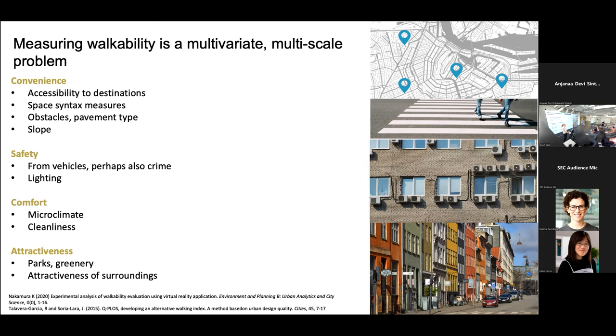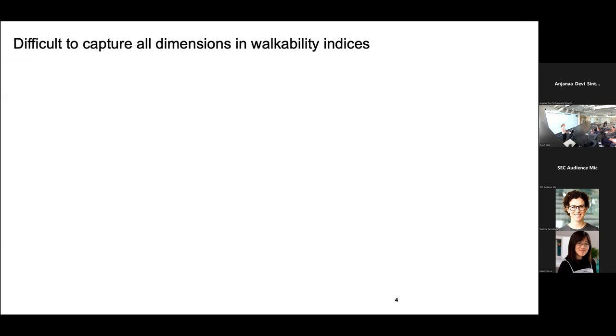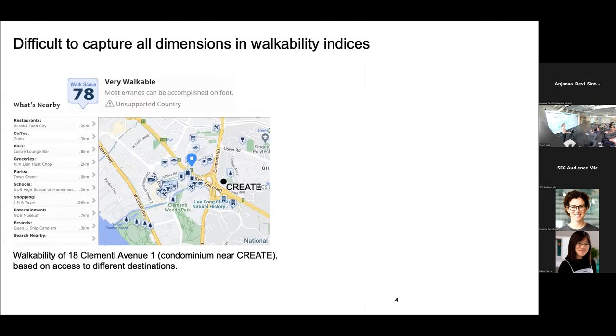It's difficult to sum all of them up into an index that would tell you how walkable a place is. But there have been a lot of walkability indices that have been developed. One very simple one that's quite popular is Walk Score, which is an American company that developed this. It gives a walkability score, or walk score, to any address in the world.